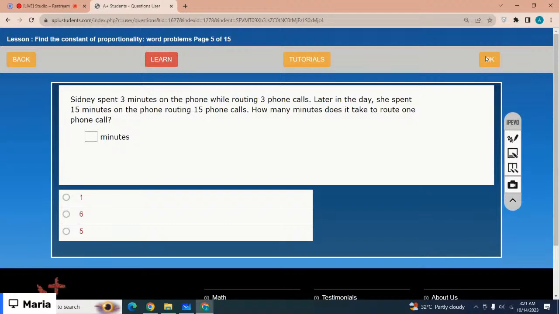The correct option is 1. That means it takes 1 minute to route one phone call, right? The correct option is, very good. The correct option is 1.